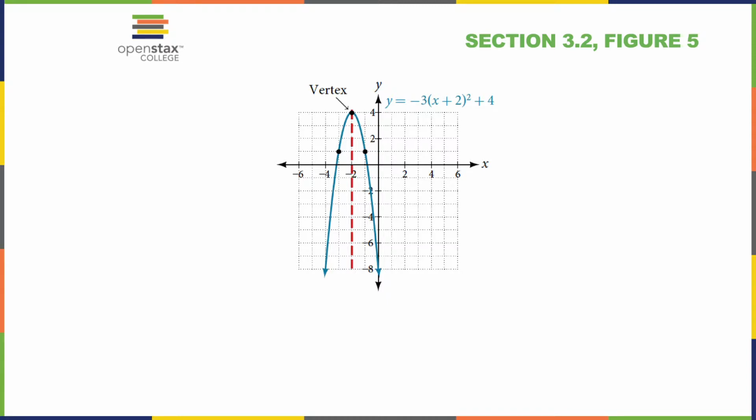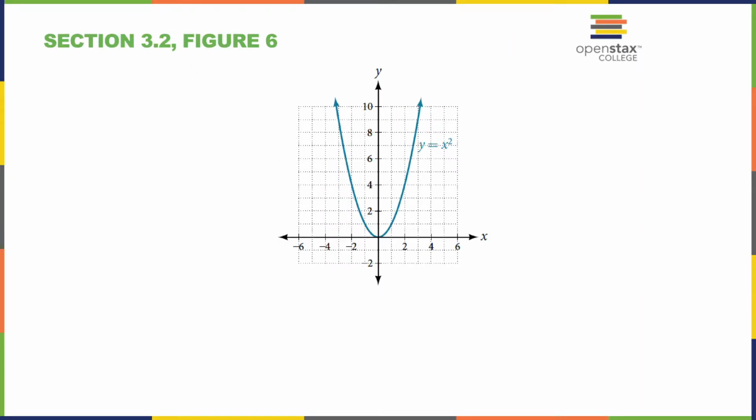And we can see here that not only does it have a vertex of -2, 4 when we look at the graph, but we had talked about how if the leading coefficient is less than 0, we have a downward facing parabola. And you can see that that is the case here.